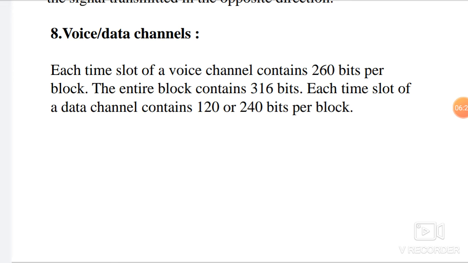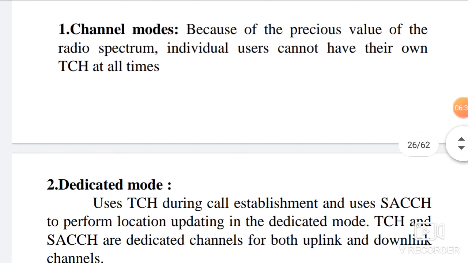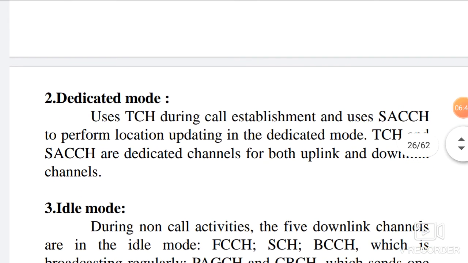As for the modes of the GSM channel, there are three modes: channel mode, dedicated mode and idle mode. Basically, in channel mode, because of the precious value of the radio spectrum, individual users cannot have their own TCH at all times. The dedicated mode uses TCH during call establishment and uses SACCH to perform location updating. The TCH and SACCH are dedicated channels for both uplink and downlink channels.